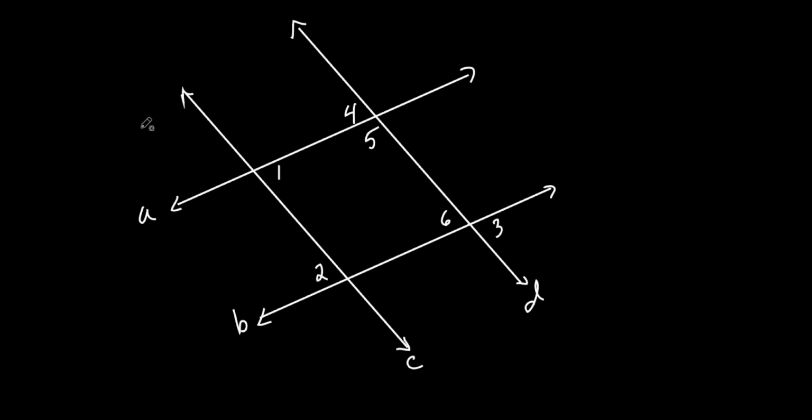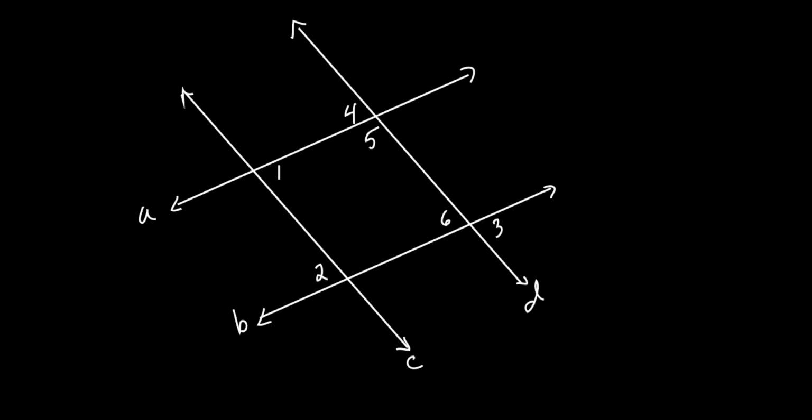It says, which lines can be proven to be parallel from the given statement? And then it says, state the reason. It says postulate or theorem, okay? Remember we talked about a postulate and a theorem. They're all just different rules. State which one justifies your answer.